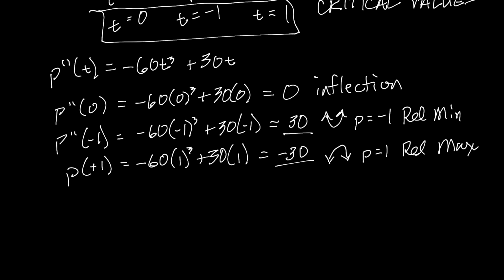So that essentially is it. That's identifying relative mins and maxes, or classifying them as relative min or max, or an inflection point, using the second derivative. Now, if I wanted to, I could go back in and find those points. So let's do that in the next step.